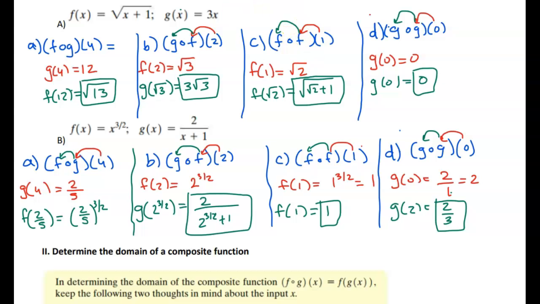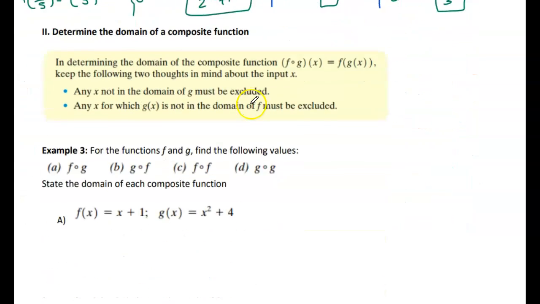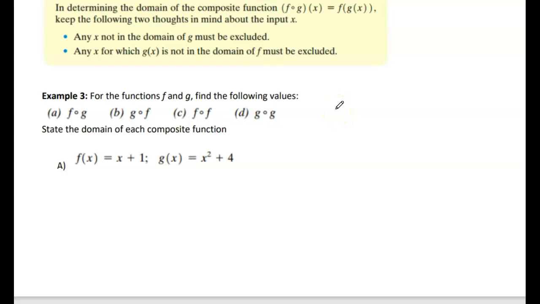All right, cool. Okay, so let's look at doing function composition in general. So we're not giving a value to plug in, we're just plugging one function into the other, and then we want to state the domain. Okay, so let's do part A. We want to find f of g. Basically this means you have f of g of x. So you're plugging g into the f function.